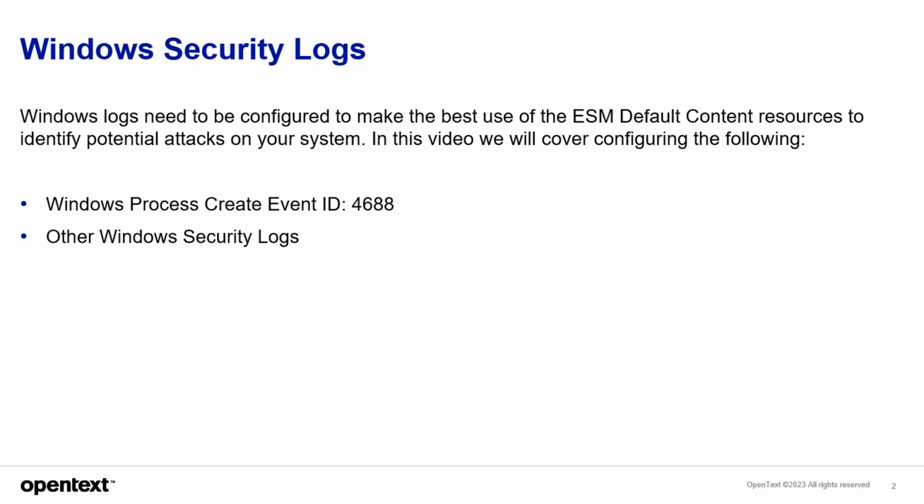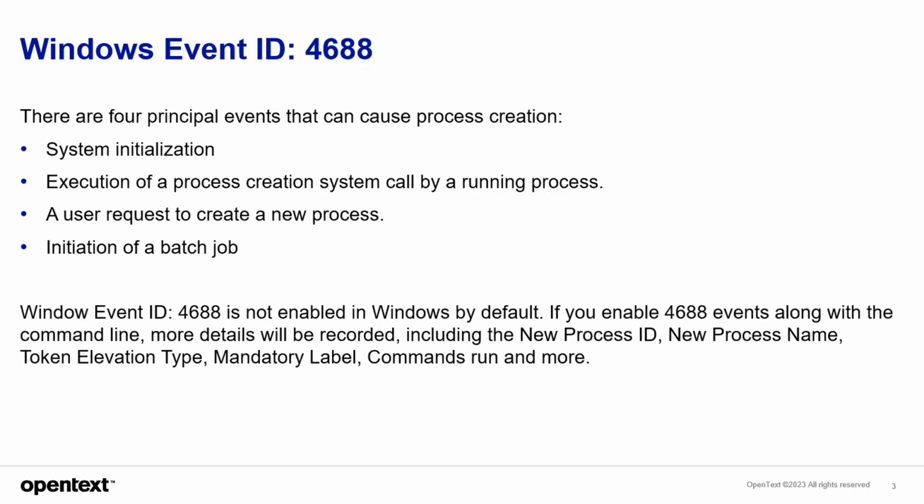Windows Security Logs. Windows logs need to be configured to make the best use of the ESM default content resources to identify potential attacks on your system. In this video, we will cover configuring the following: Windows Process Create Event ID 4688 and other Windows security logs.